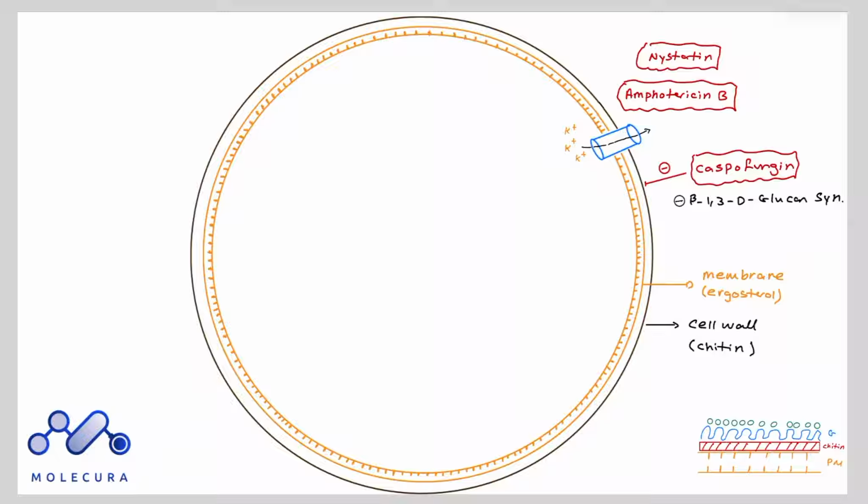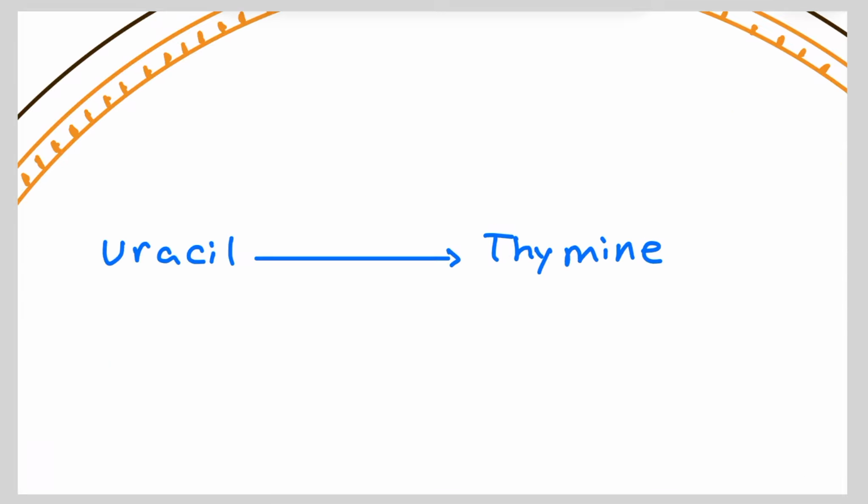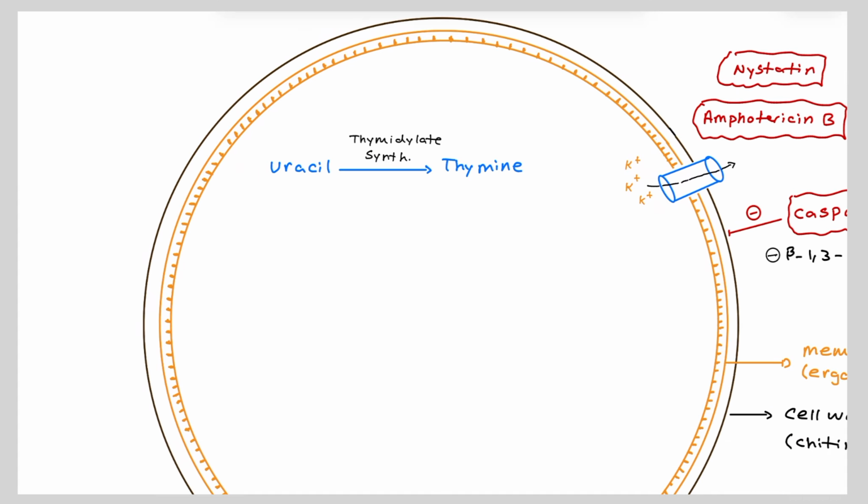The next antifungal that we're going to be talking about is something that is going to disrupt DNA synthesis inside the cell. So when nucleotides are getting synthesized inside the fungal cell, we are going to have conversion of uracil, which is a pyrimidine, to thymine, which is another pyrimidine. The enzyme responsible for this reaction is called thymidylate synthase. And the inhibition of this enzyme is going to inhibit DNA replication.